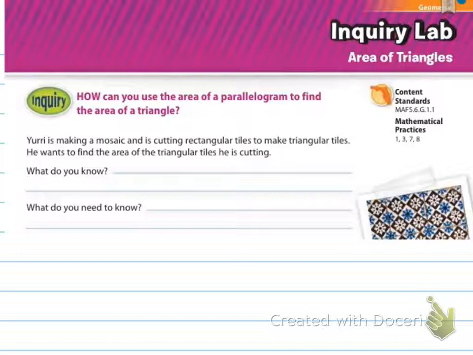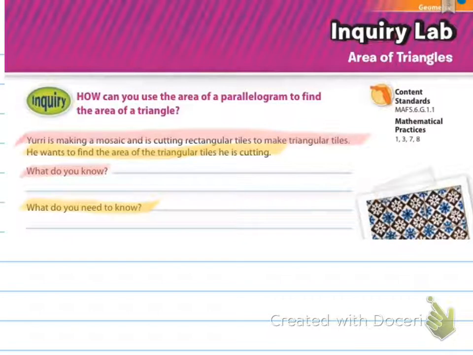and is cutting rectangular tiles to make triangular tiles. He wants to find the area of a triangular tiles he is cutting. What do you know and what do you need to know? So figure out what you know and what you need to know. And we'll come right back. I'm going to pause now. Or you're going to pause now.